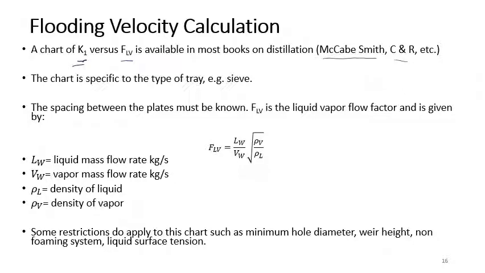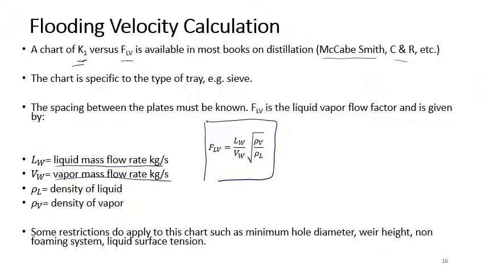So you need to find out what is FLV. The formula is given here. FLV equals LW over VW times the square root of rho V over rho L. LW is the liquid mass flow rate in kilograms per second, VW is the vapor mass flow rate in kilograms per second, and rho V and rho L are the densities of vapor and liquid respectively. So you need to know the mass flow rates and the densities, and you can calculate FLV.